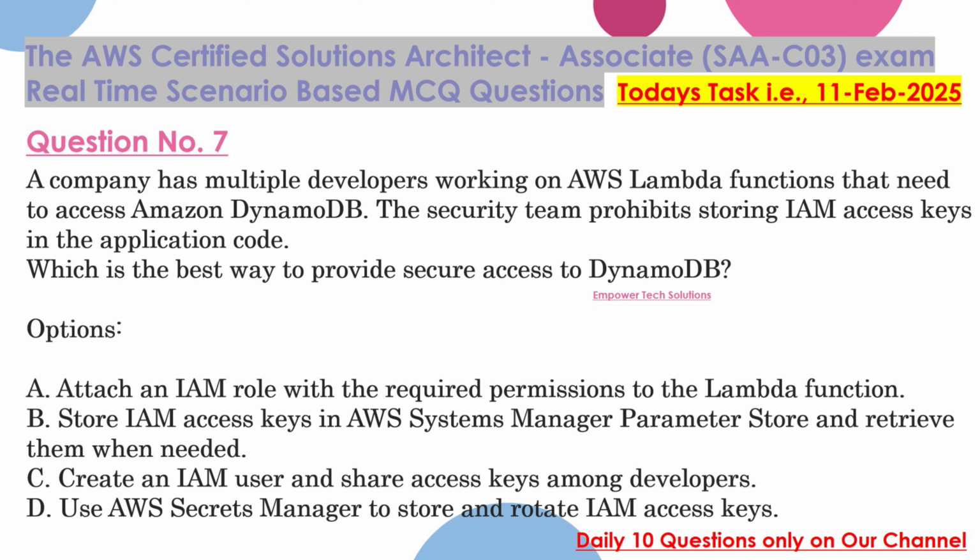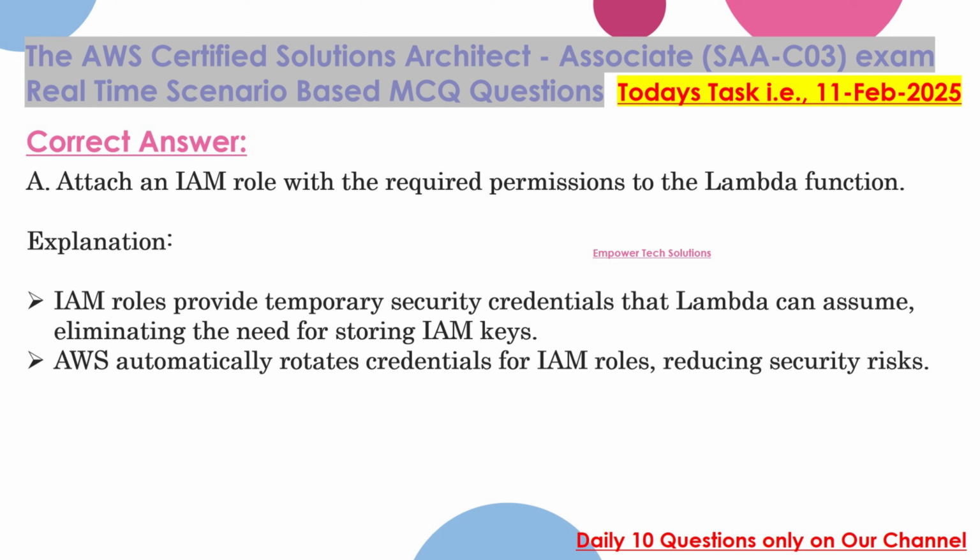B. Store IAM access keys in AWS Systems Manager Parameter Store and retrieve them when needed. C. Create an IAM user and share access keys among developers. D. Use AWS Secrets Manager to store and rotate IAM access keys. Correct answer: A. Attach an IAM role with the required permissions to the Lambda function.